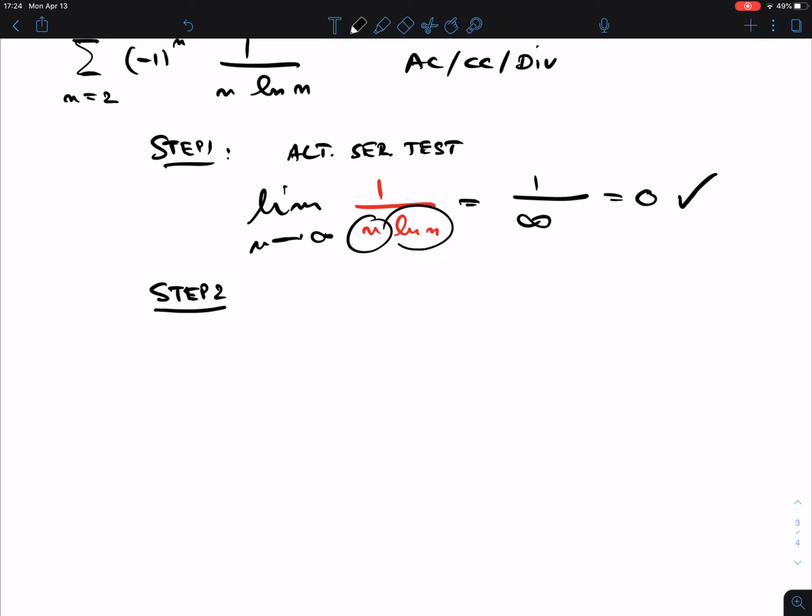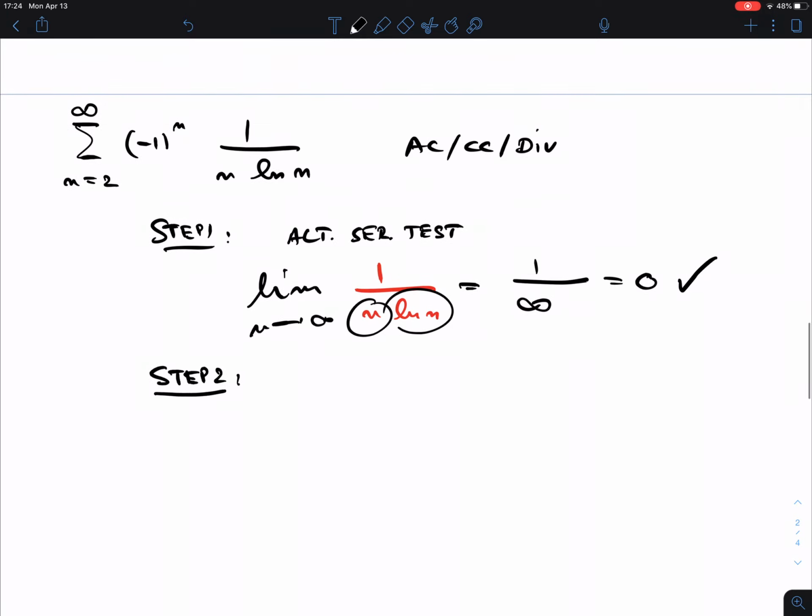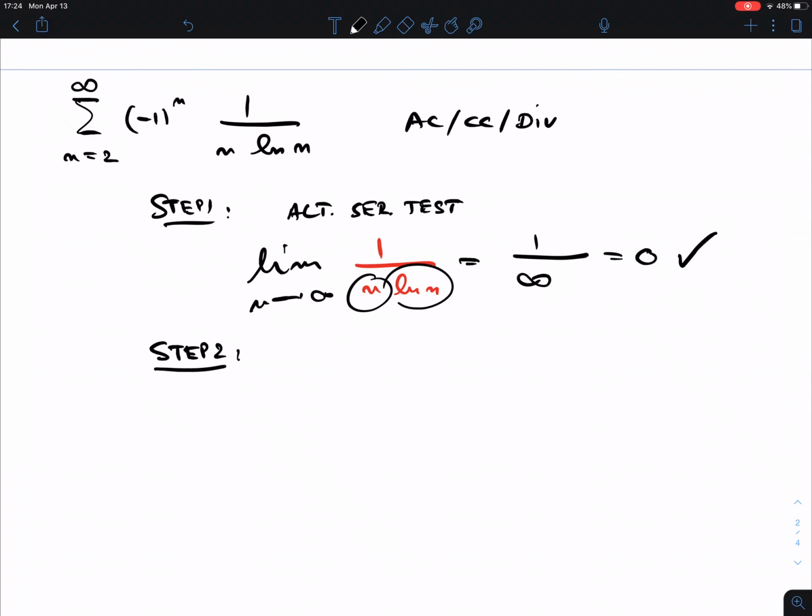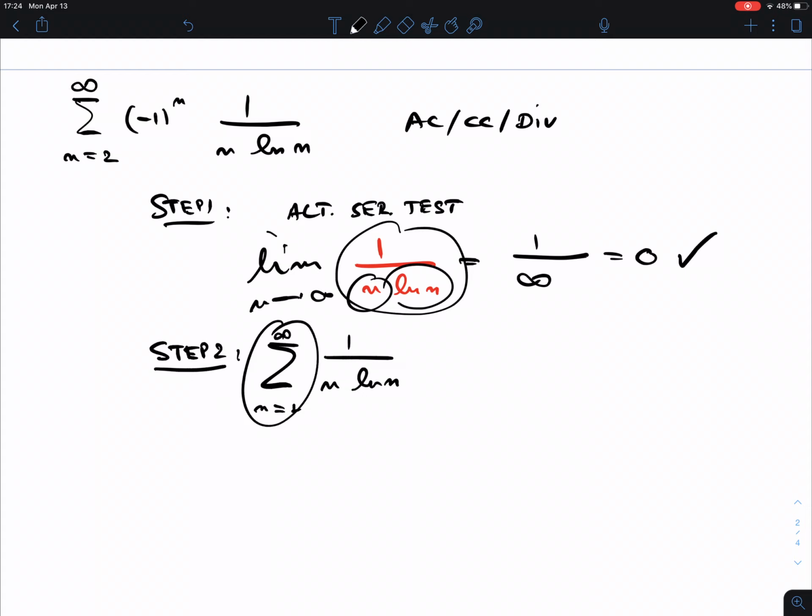But now, is it absolute or is it conditional? And that's where we now have to look at the series. Because we ignore the negative sign, it's the same formula, right? But it's now a series, not a limit. Okay, I hope you see the difference between this symbol and this symbol here. They have totally different meanings. One is just a limit, the other is really a sum.